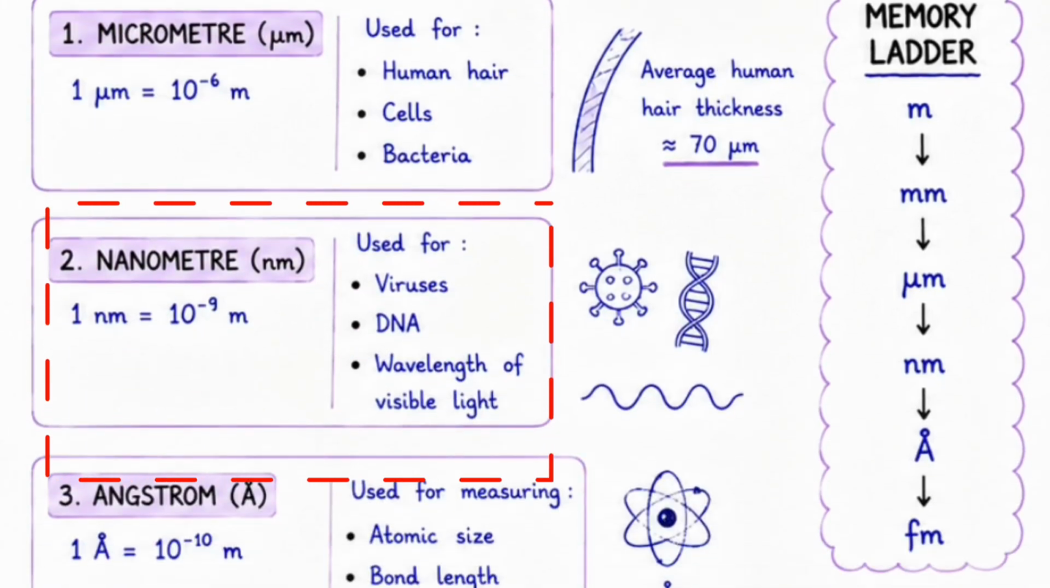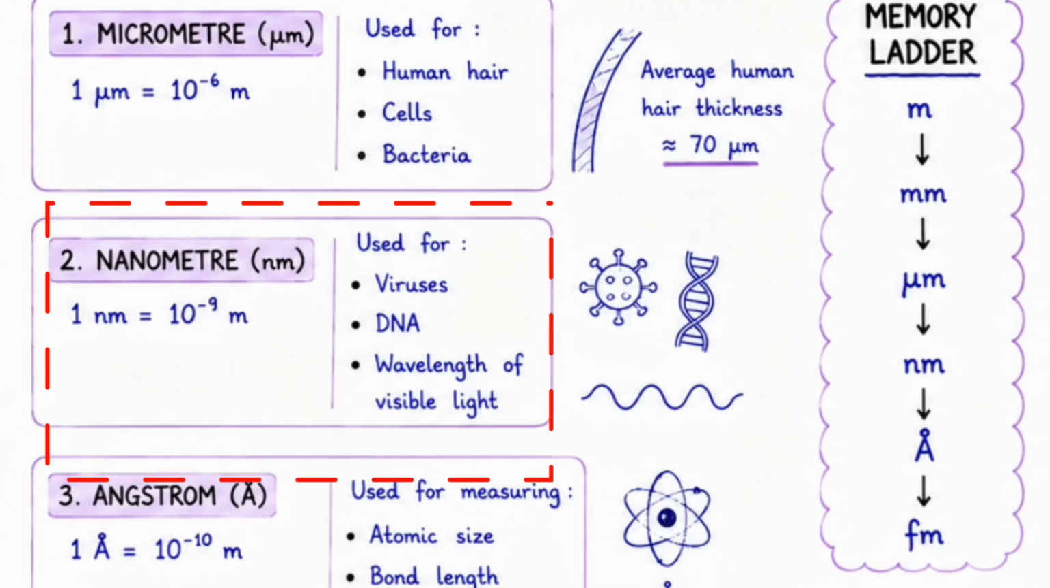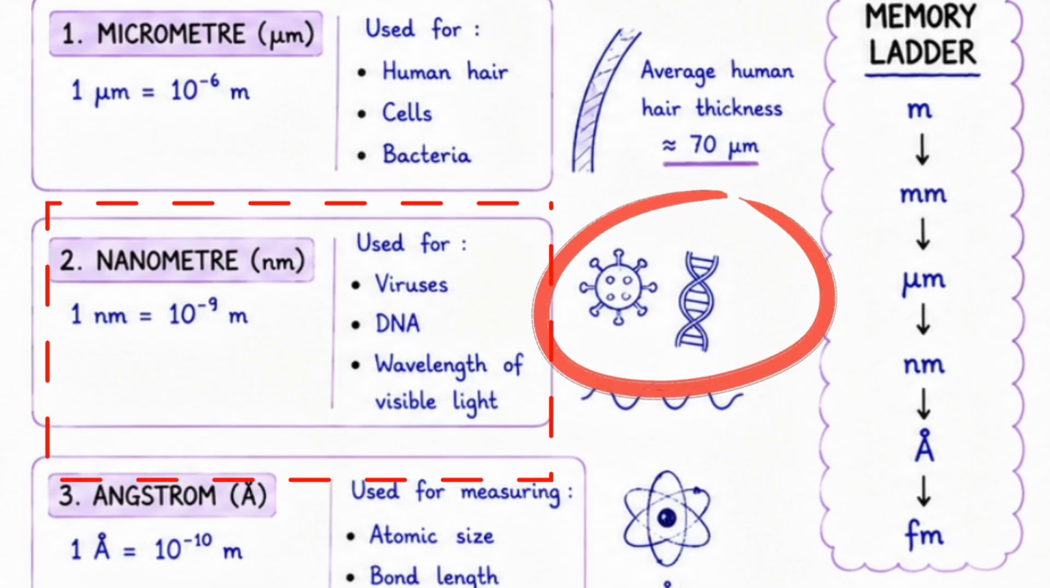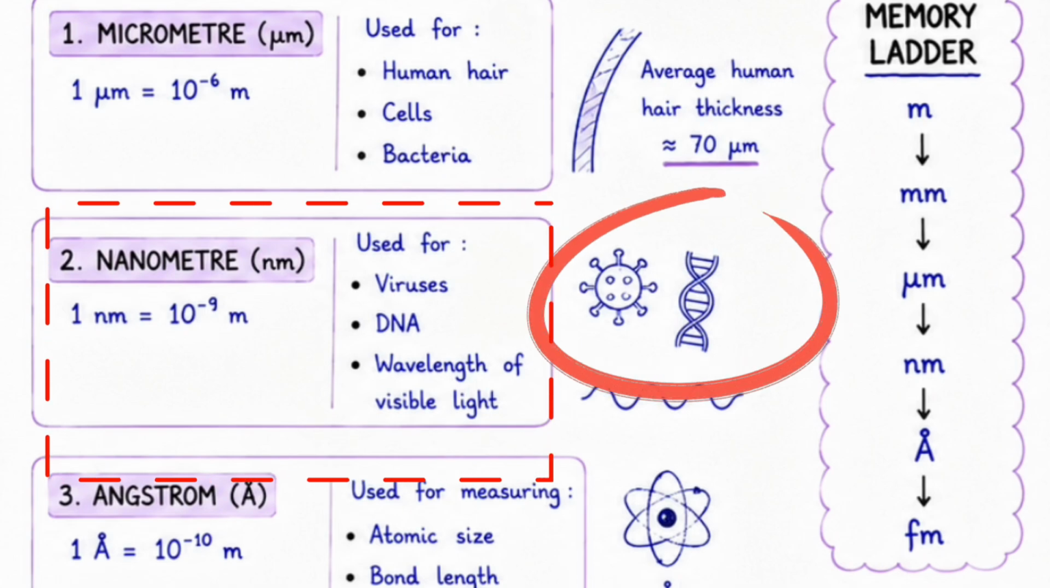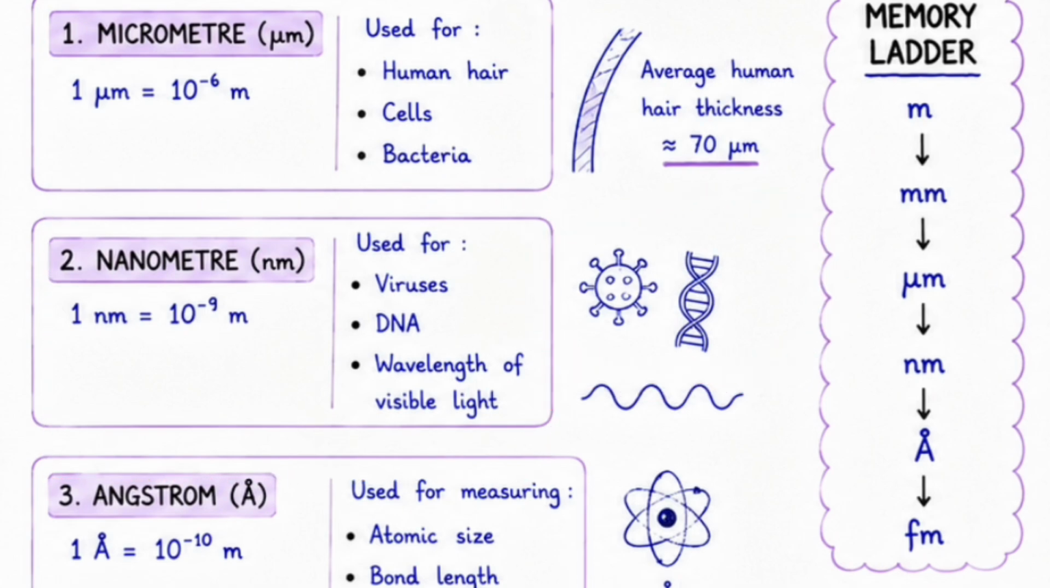The next unit in this category is the nanometer. The symbol for nanometer is small n, small m. 1 nanometer is equal to 10 raised to the power minus 9 meter. That means 1 meter is divided into 1 billion equal parts and one part is called a nanometer. It is used for measuring extremely tiny objects like viruses, DNA molecules, wavelength of visible light, etc. The wavelength of visible light roughly falls in the range of 400 to 700 nanometers. Modern nanotechnologies also work at this scale. Just imagine, if a human hair is around 70,000 nanometers thick, then how tiny a virus really is.